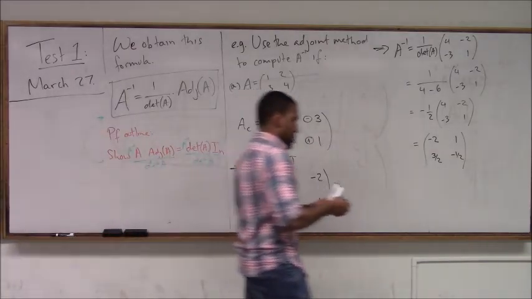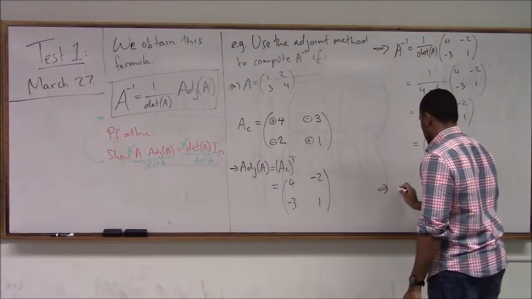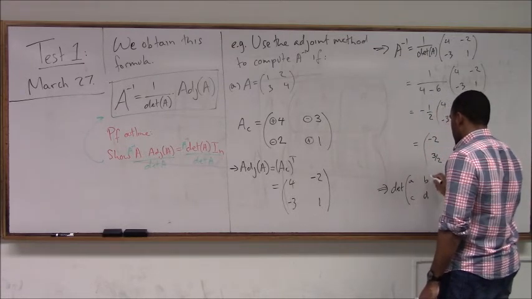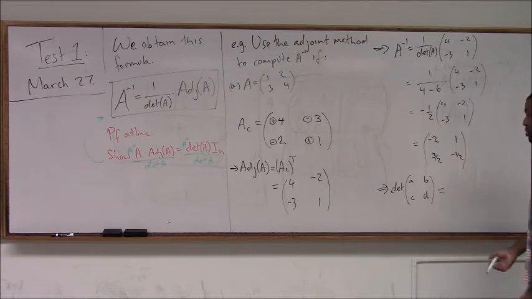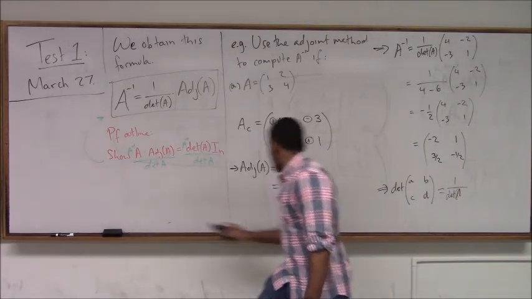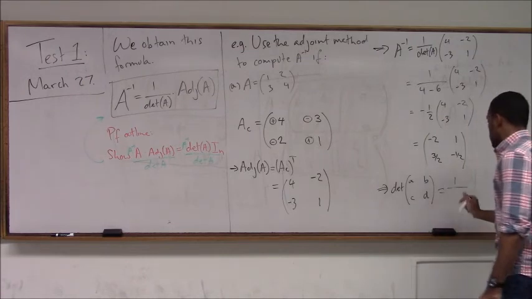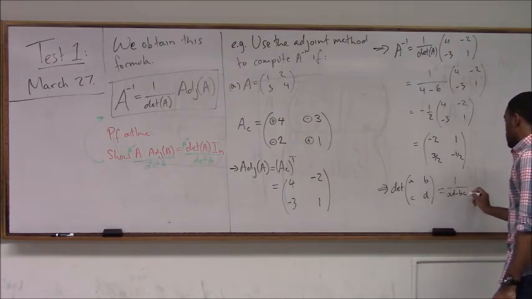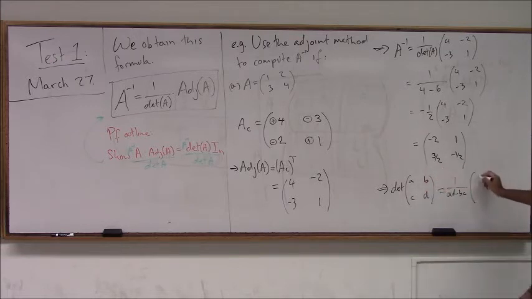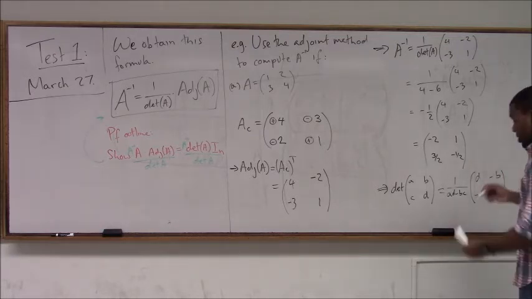All right, this also implies a formula. I don't actually know if I wrote this down, so I'll do it now. If you have the 2 by 2 matrix A, B, C, D, the inverse is always going to be 1 over the determinant of A, or 1 over AD minus BC, times the matrix where you switch these two and change the sign of those two. And that's a general formula you can always use.